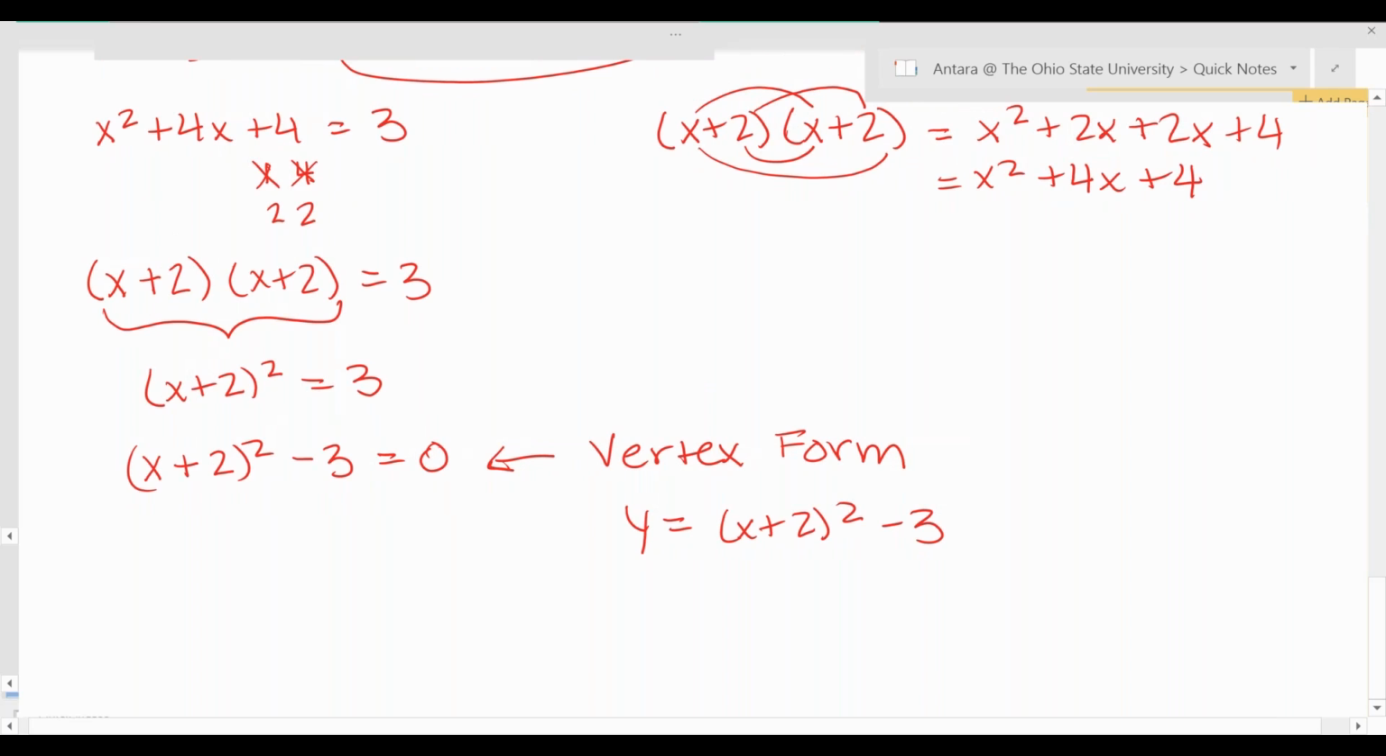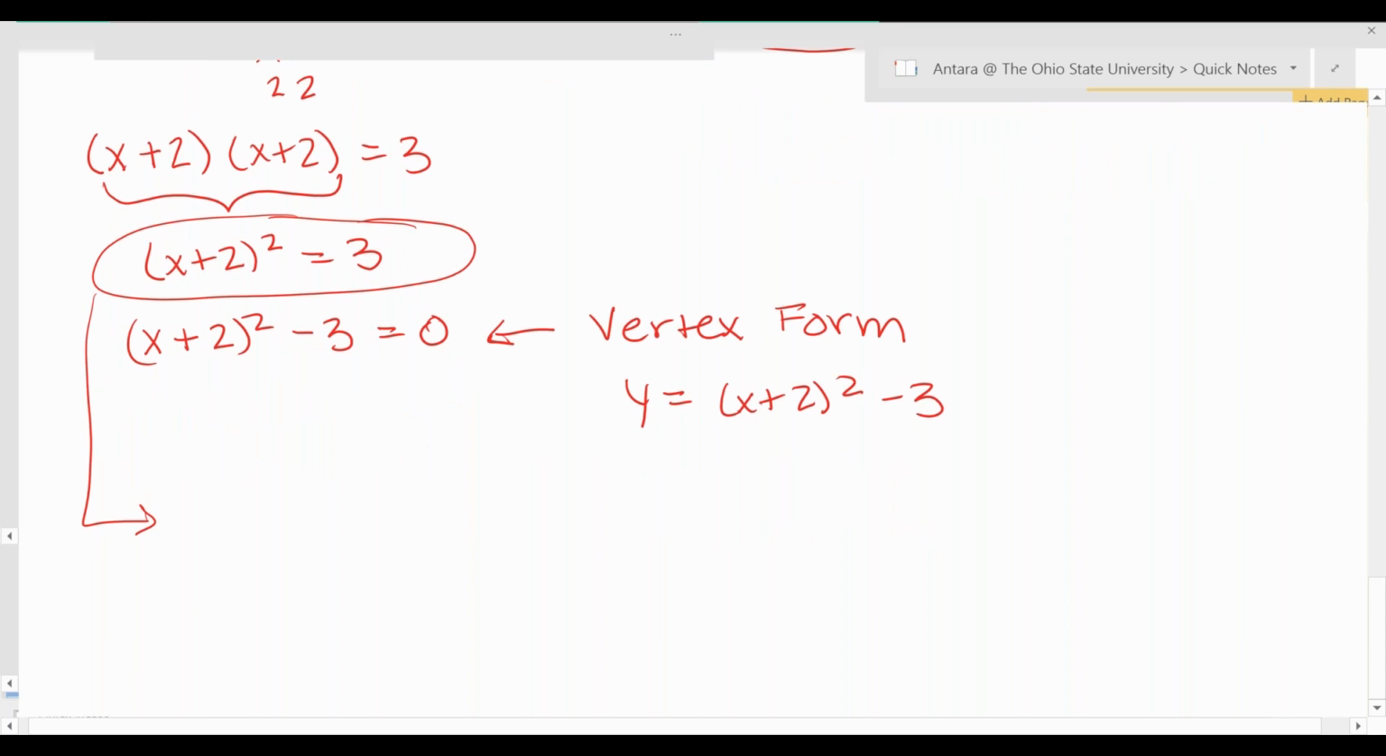But going from the step I'm circling right now, you can go ahead and solve for x. In order to solve for x, you want to isolate x, so you need to get rid of that square. To do that, you're going to square root both sides.